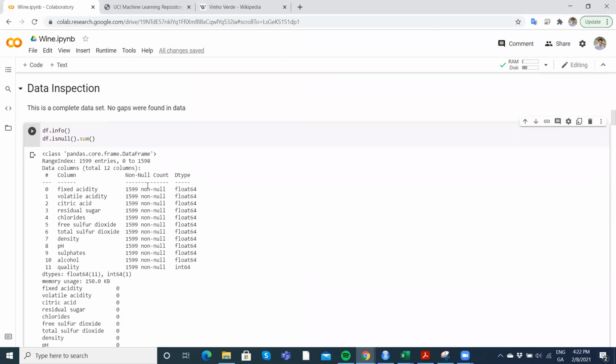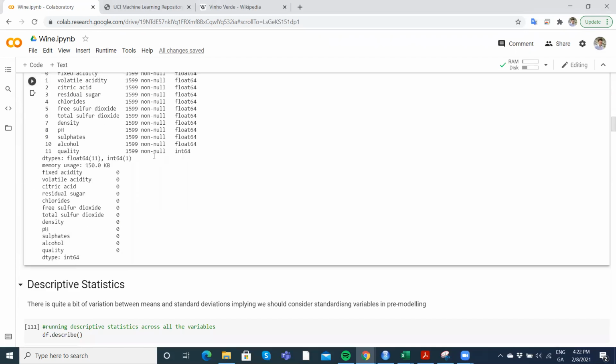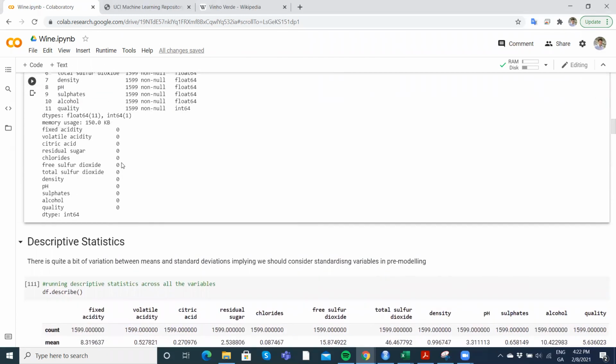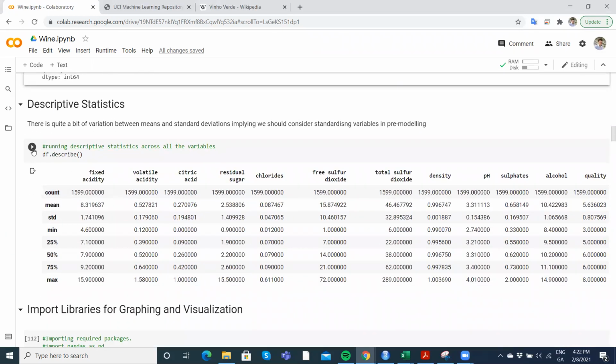So what we observe is there are no null values. All the cells are populated with values. So it's a pristine data set. That's one of the attractions of this data set. And they're all, I think, numerical values. If we look at them, the float or integer, okay, that's fine.